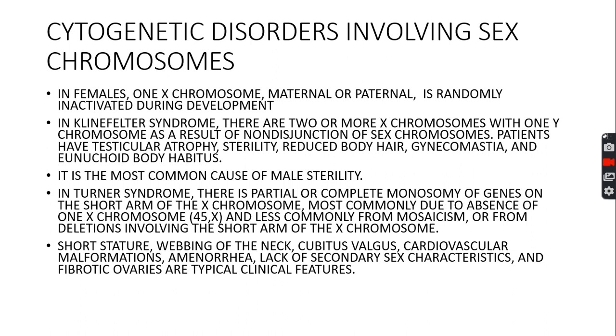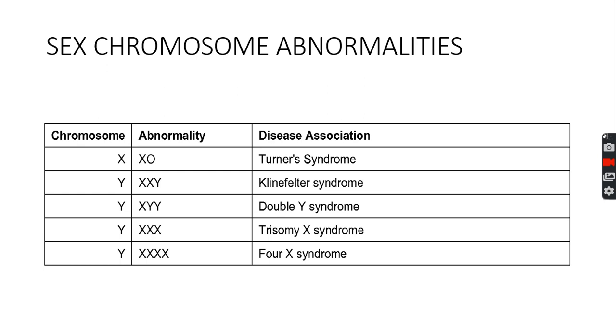In Turner syndrome, however, there is partial or complete monosomy of genes on the short arm of the X chromosome, most commonly due to the absence of one X chromosome. So this is typically denoted by 45,X, and less commonly from mosaicism or from deletion involving the short arm of the X chromosome. Short stature, webbing of the neck, cubitus valgus, cardiovascular malformations, amenorrhea, lack of secondary sexual characteristics, and fibrotic ovaries are typical clinical features.